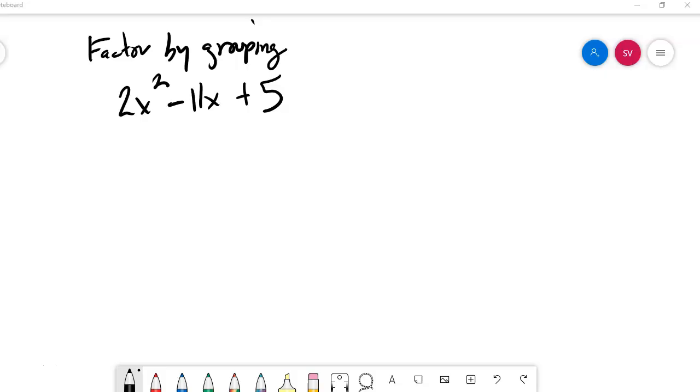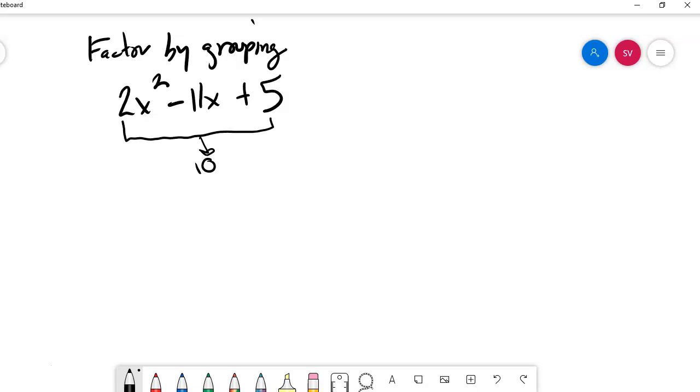So step 1, and once again how you know to do these set of procedures is when there's a number on your leading term that you just can't get rid of. You can't factor it off. So step 1, you take the first term and the third term and you multiply them together. So 2 times 5 will give me 10.